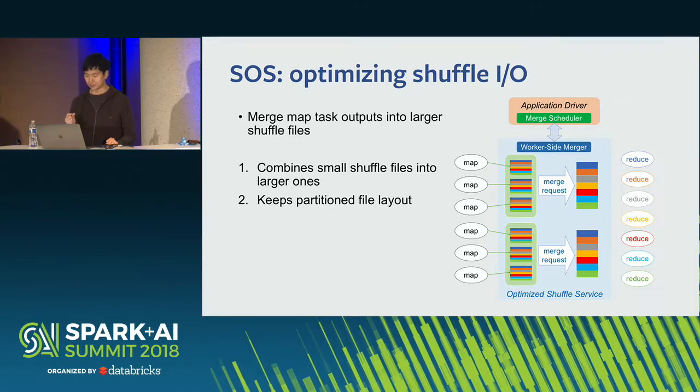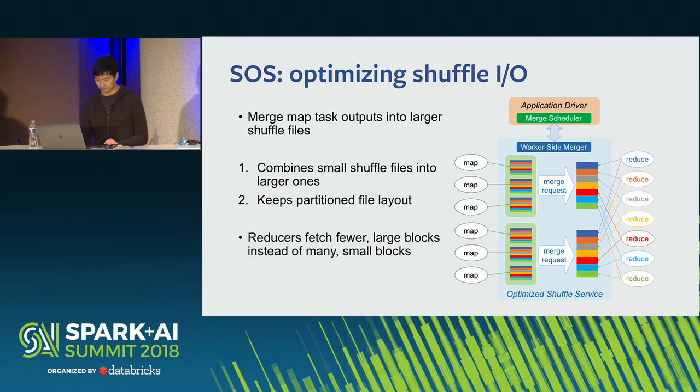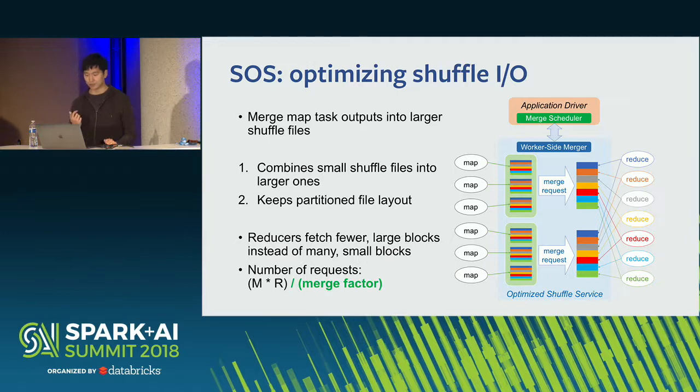On the reducer side, you're essentially doing the same operation you did before, just on a smaller number of files. Now each reducer only has to fetch from, in this example, 2 files, and it's fetching a larger block within these files. So if we go back to our math, the M by R, we still have M by R, but we're dividing this by what we call the merge factor. In this example, the merge factor would be 3. We're grouping this merge factor number of outputs together.